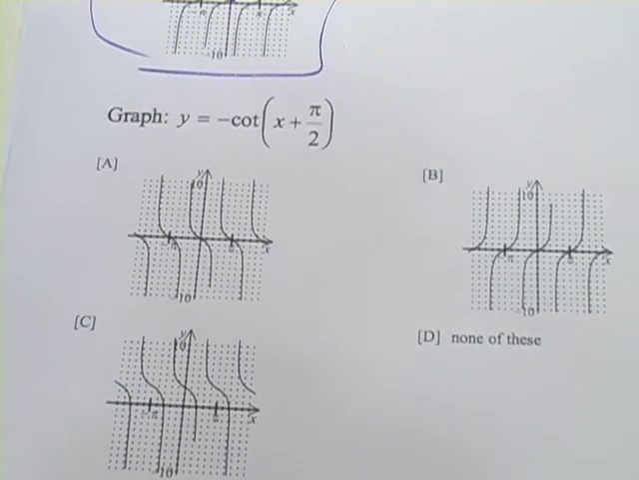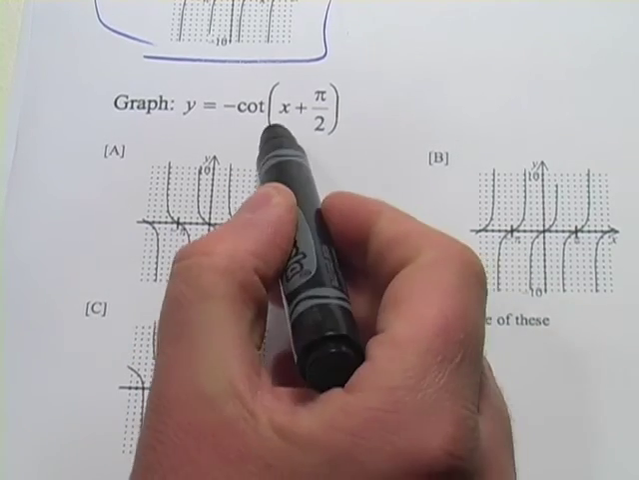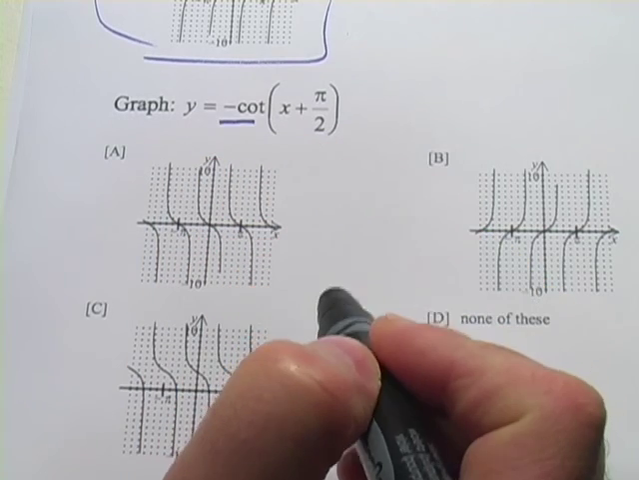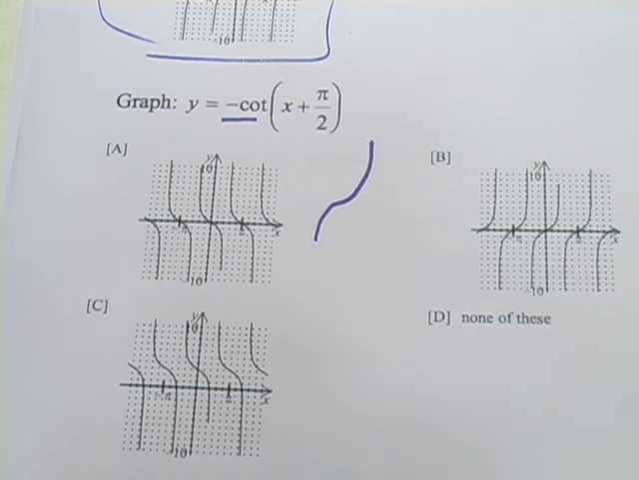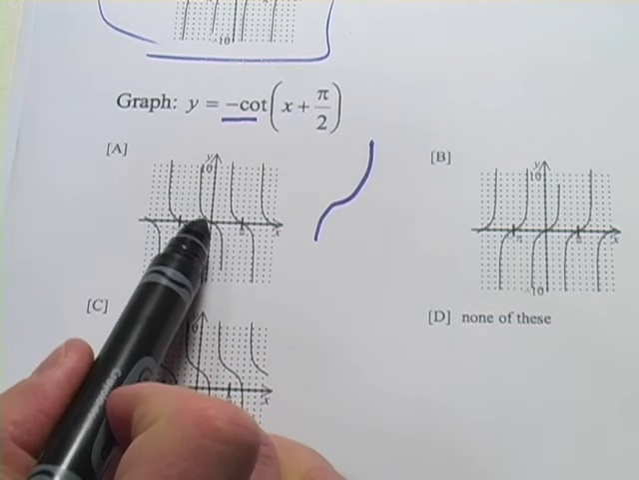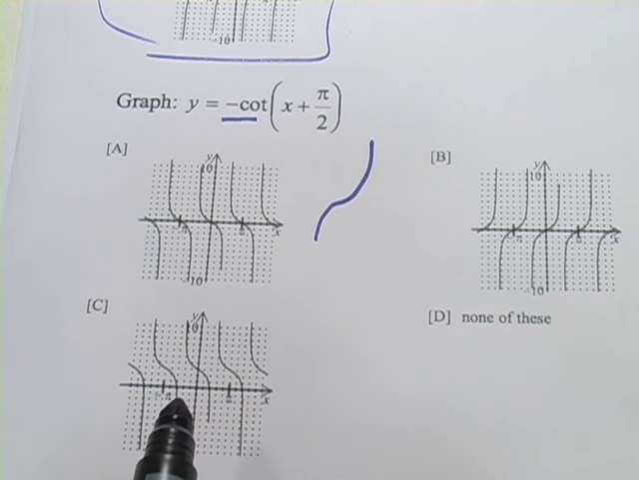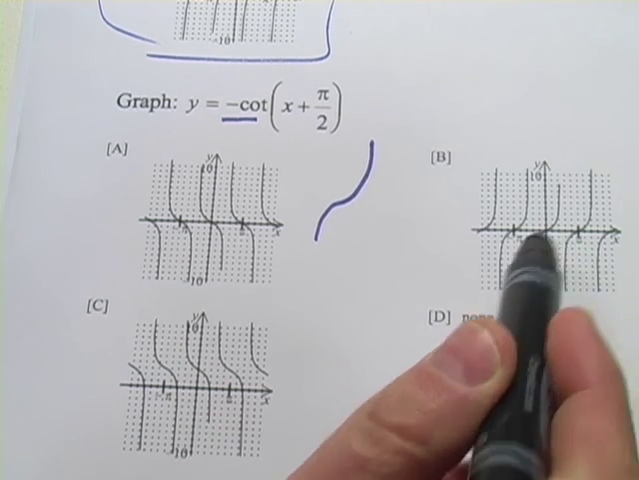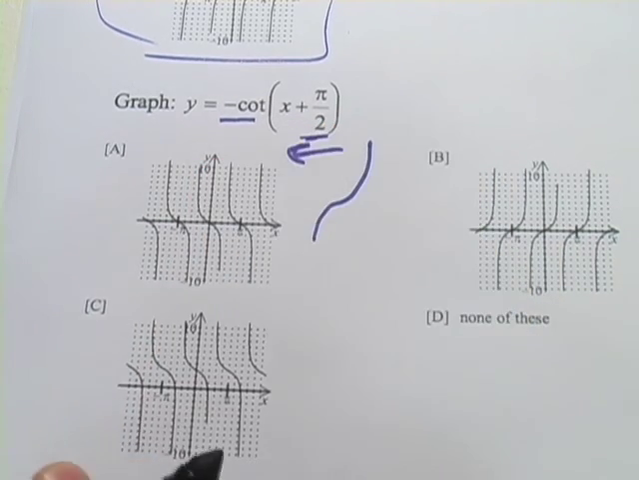Let's look at one more. So this one, they want us to find the graph of a negative cotangent of x plus pi over 2. The negative cotangent is going to look like the tangent. So it's going to have that shape rather than the cotangent shape. Here's the cotangent shape. That's a positive cotangent shape. We're looking for the tangent shape, which is this one. So that's the negative cotangent shape. The question is, has it been shifted pi over 2 in that direction?